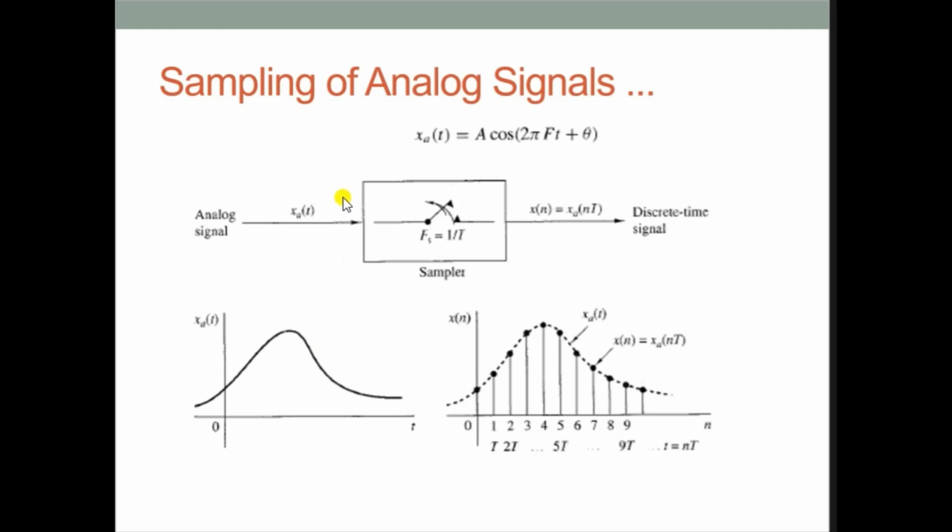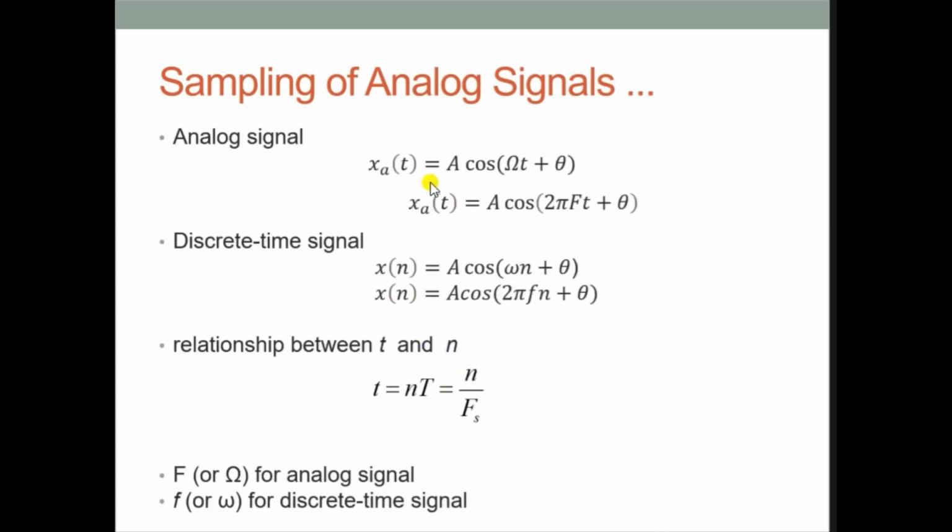Okay, this is what we have looked into in the earlier lectures, where we see that an analog signal enters a sampler. So at every T second, we see that one sample is taken as the discrete time signal. Okay, so the analog signal is given by x_a(t) equals A cos(Ωt + θ).